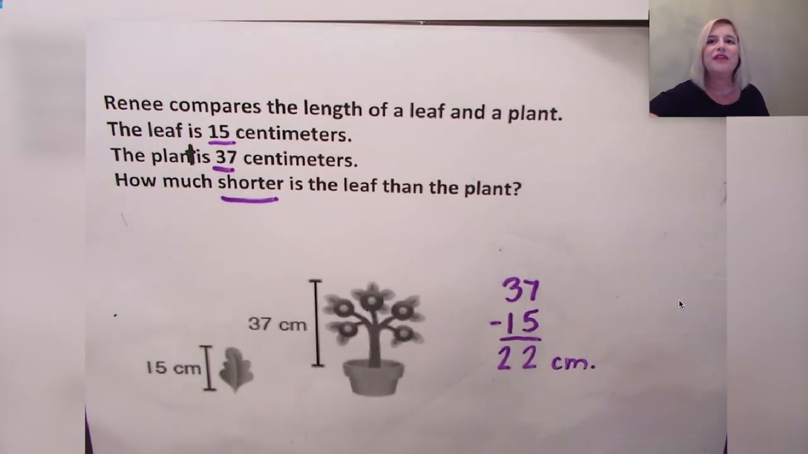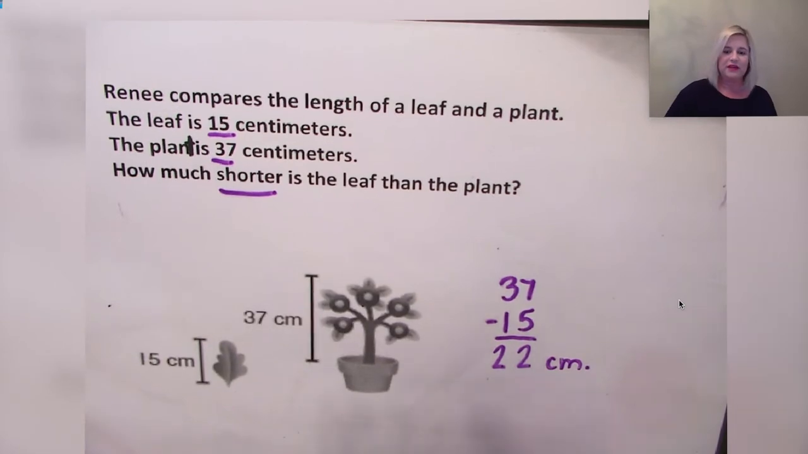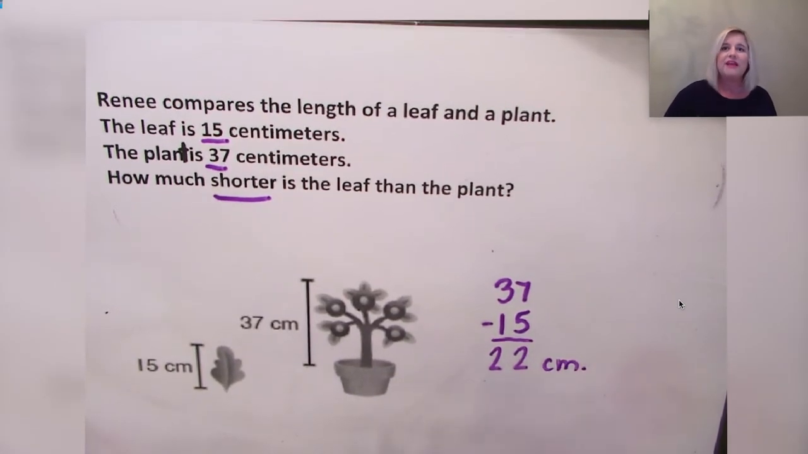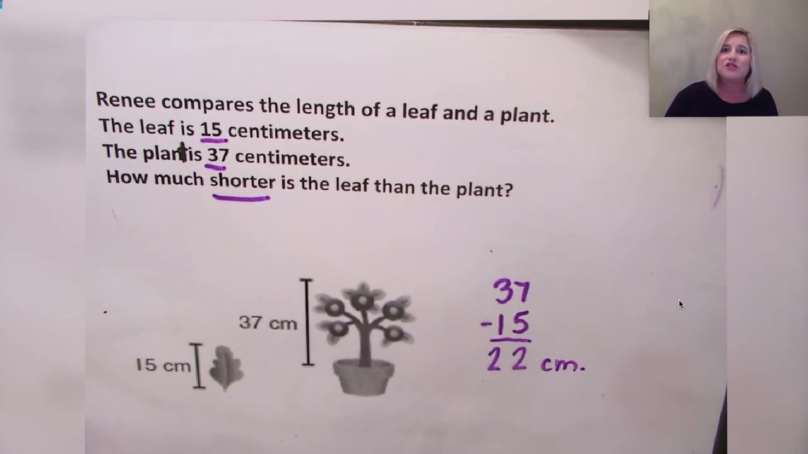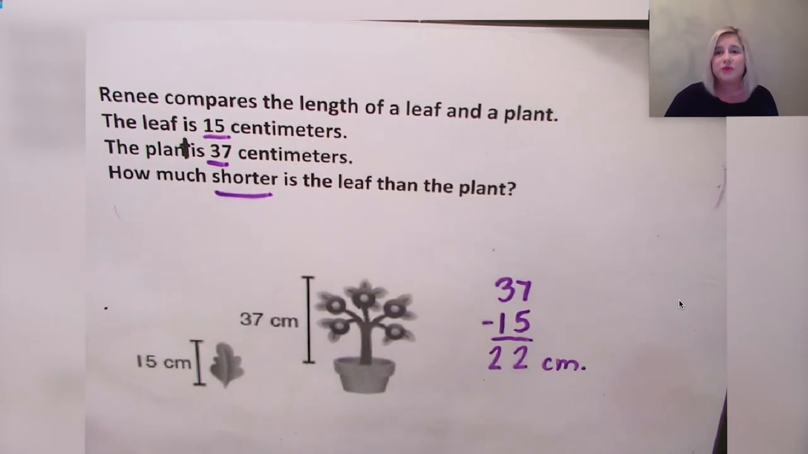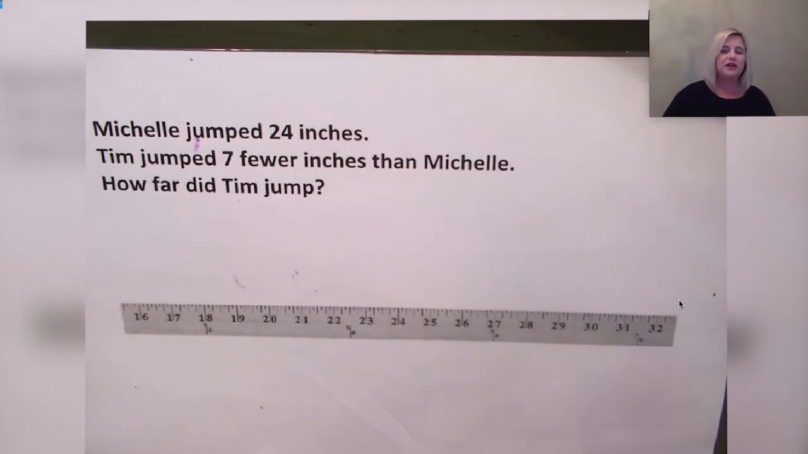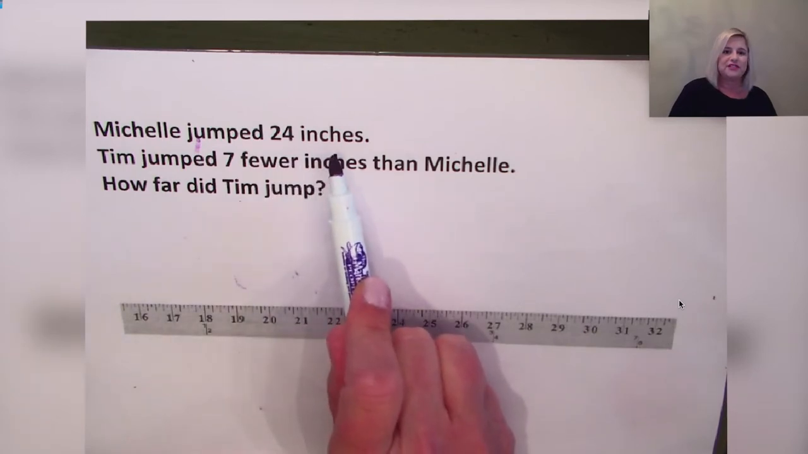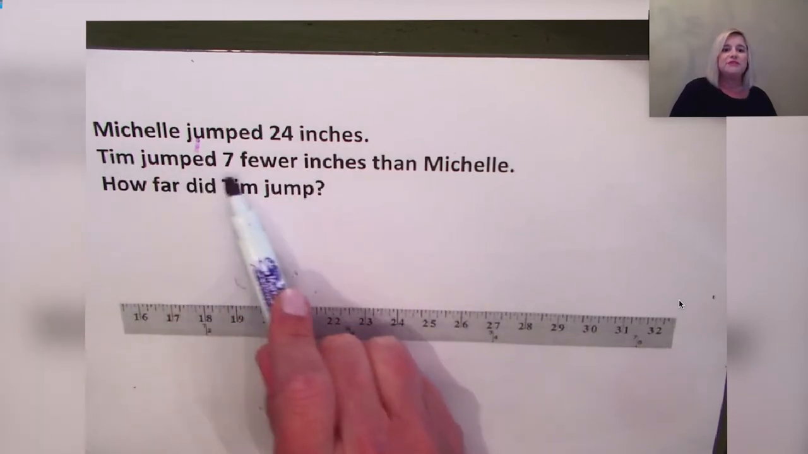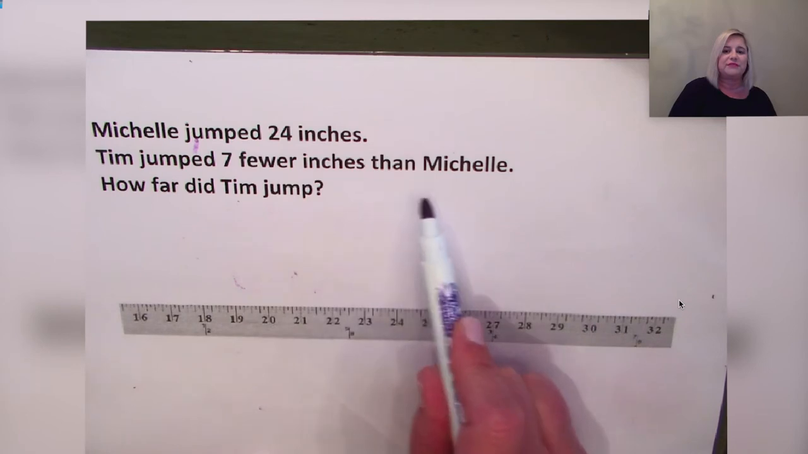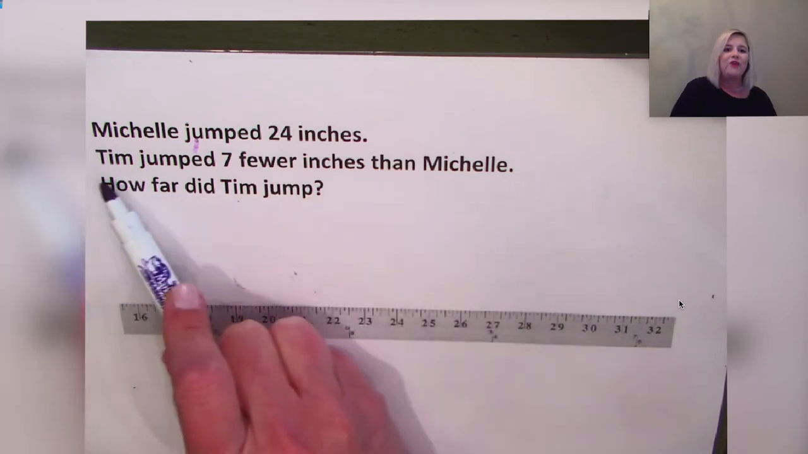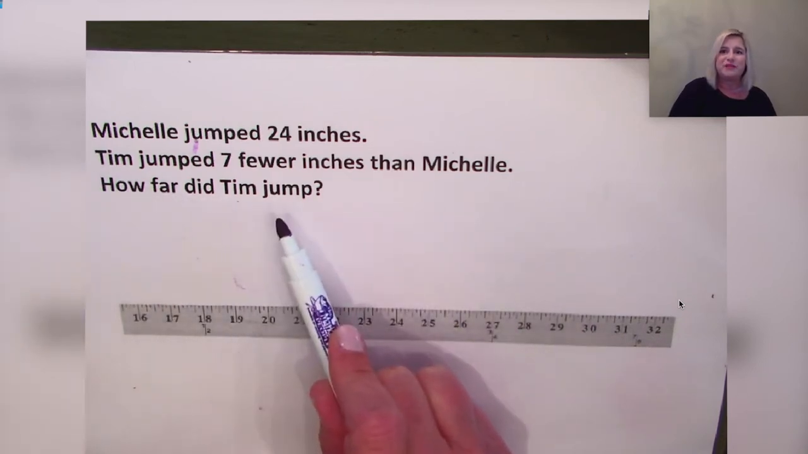So we solved the last problem with a model and an equation. Now we're going to practice solving measurement problems with a ruler and a number line. I can't wait to get started. Our first problem says, Michelle jumped 24 inches. Tim jumped 7 fewer inches than Michelle. How far did Tim jump?